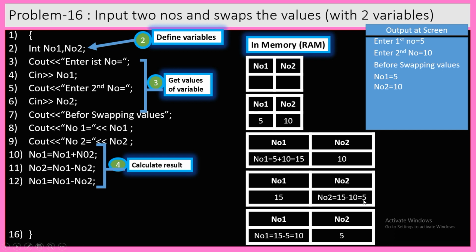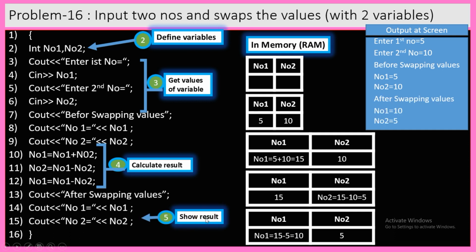In next step, at line number 12, number 1 is equal to number 1 minus number 2. At number 1 we have value 15, at number 2 we have value 5, and after calculation we have 15 minus 5 is equal to 10. After these calculation, we swap the values of number 1 to number 2 and number 2 to number 1. Now at memory we have number 1 is equal to 10 and number 2 is equal to 5. After this calculation, in step 5, show these values at monitor.